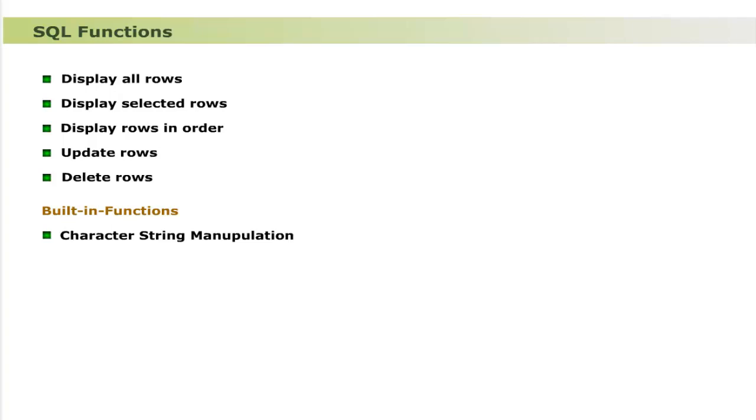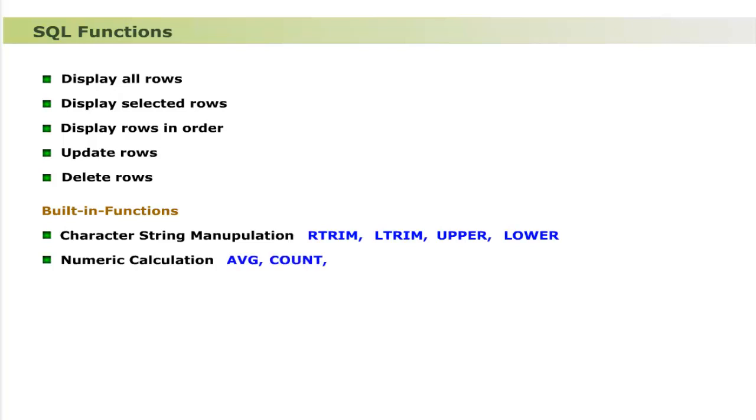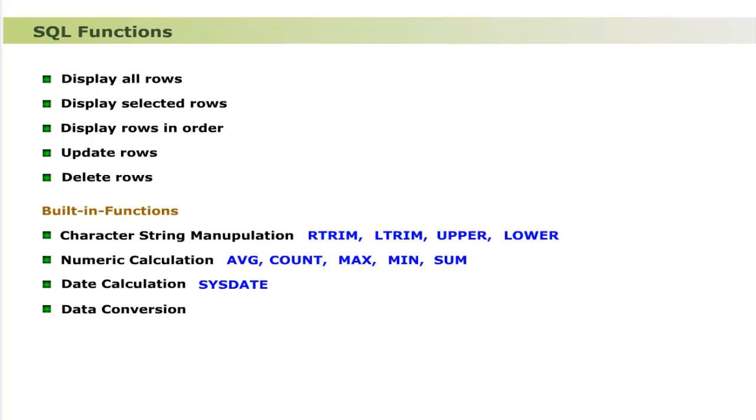Character string manipulation like rtrim, ltrim, upper, lower. Numeric calculations like average, count, maximum, minimum, sum. Date calculation like sysdate. Convert data from one data type to another like character to row ID to character. The numeric functions are discussed in more detail in the subsequent section.